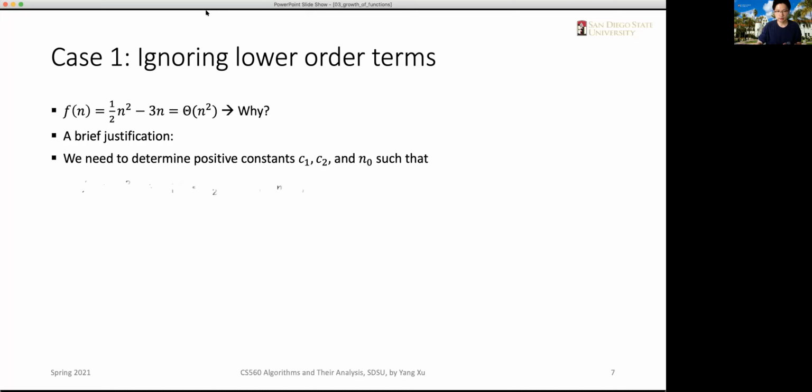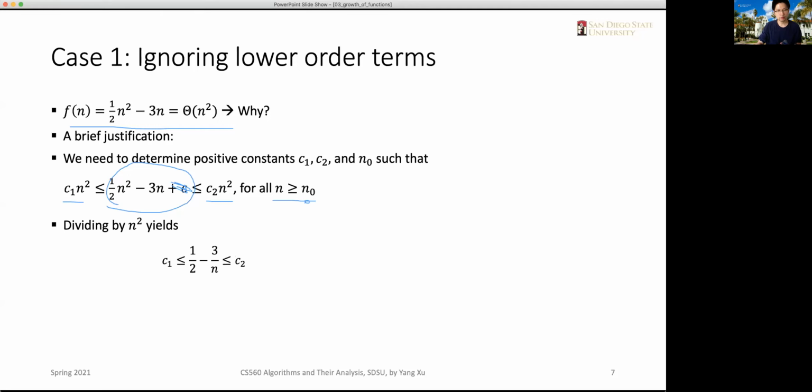And such that the target function, I think we can ignore the C here, because there's no C in the function here. The target function should be between C1 times n squared and C2 times n squared for n that's sufficiently big. As long as we can show that, then we can claim that the function belongs to the big theta of n squared, right?